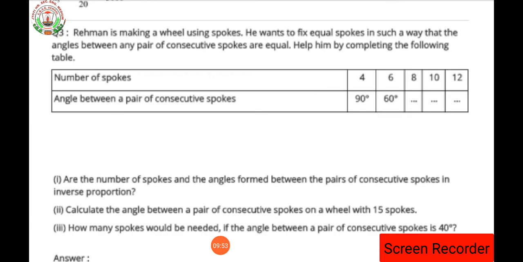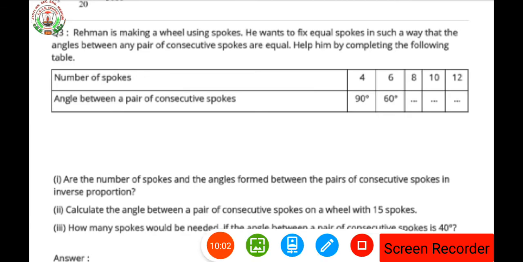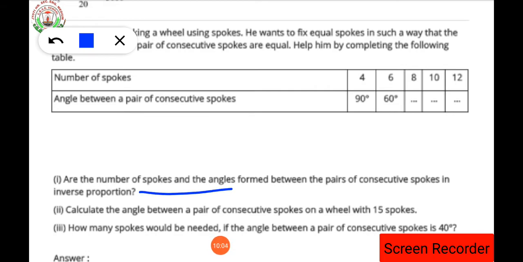consecutive spokes are inversely proportional. That means whether the number of spokes is inversely proportional to the angle, it is asked. Understood? Then the second part, it is asked, calculate the angle between the pair of consecutive spokes of the 15 spokes. Okay, this is an extra. Here after 12, one more bracket should come, that is 15, because here extra 15 spokes is asked.